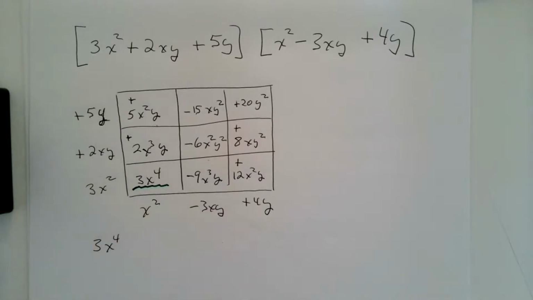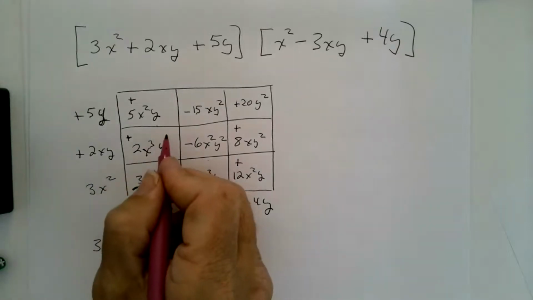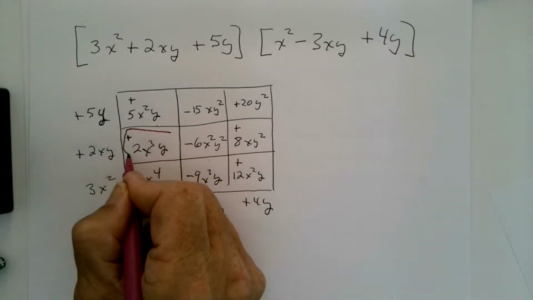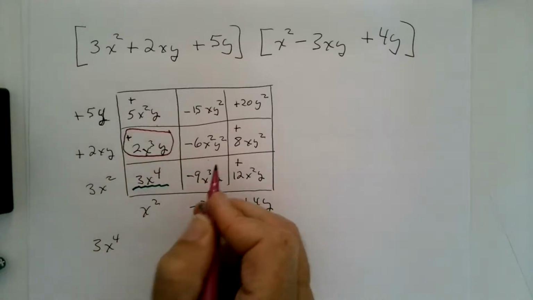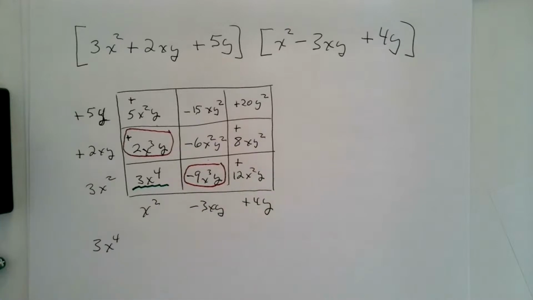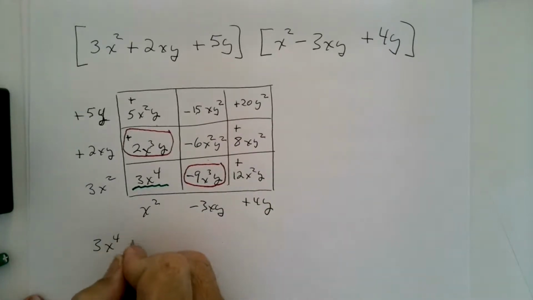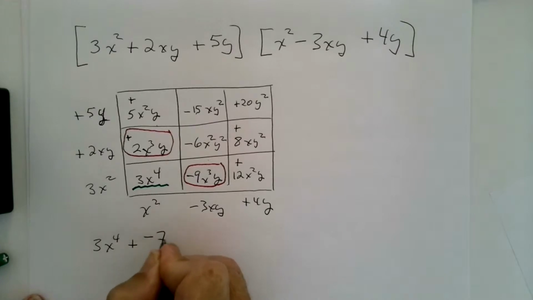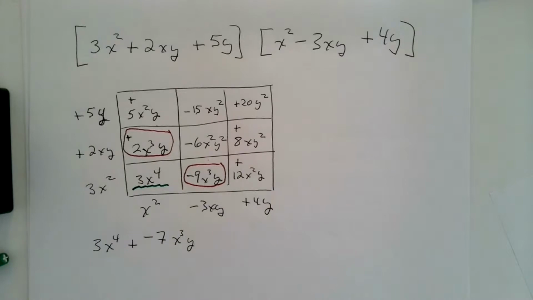X cubed y, you will notice that the like terms are on the same diagonal. I have positive 2x cubed y here, and I have negative 9x cubed y there. Positive 2, negative 9 would give me negative 7, plus negative 7x cubed y. Now we're going to look for x squared y.